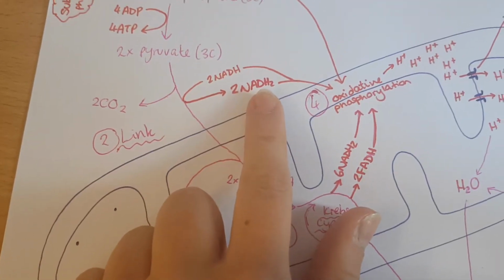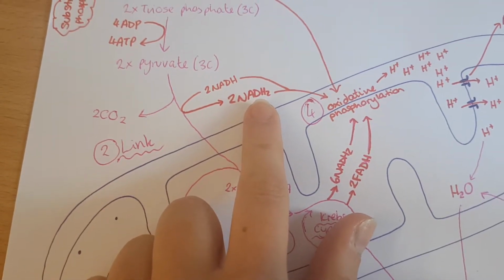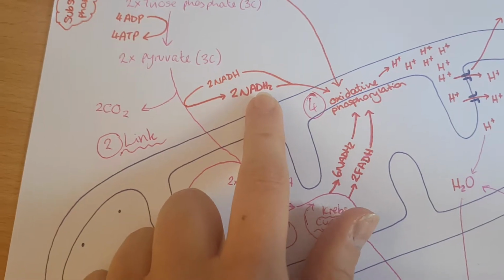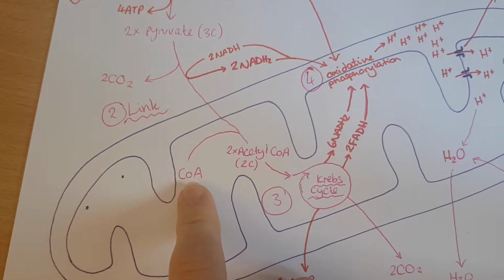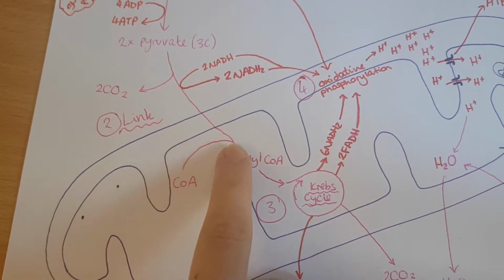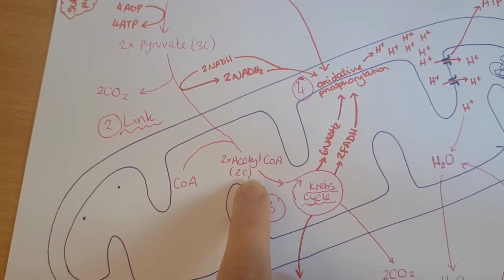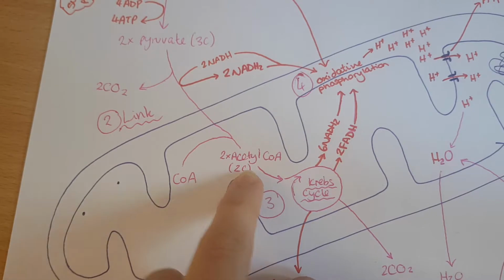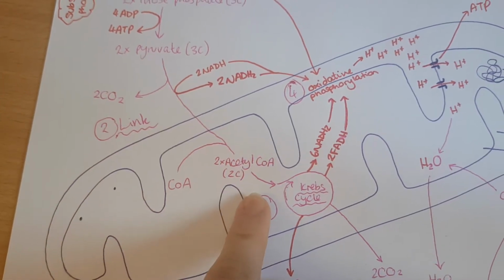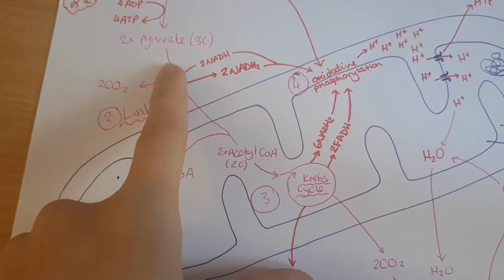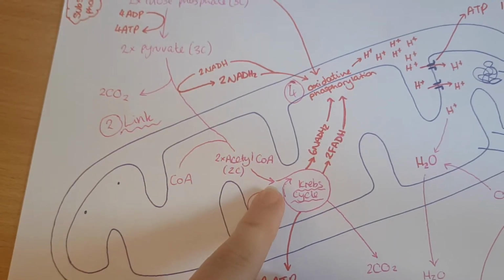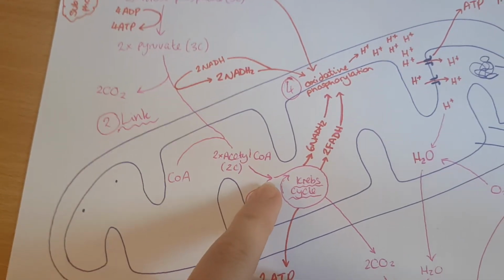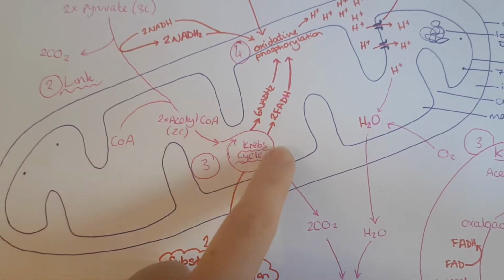We also remove another couple of hydrogens, taken away by the coenzyme NAD. And then another coenzyme, coenzyme A, picks up the acetyl group and becomes acetyl coenzyme A. Remember, there's 2 of those because there were 2 pyruvate molecules. Okay, so all we've done really is moved a carbon off and moved it into the mitochondria, into the matrix. Then it enters the Krebs cycle.